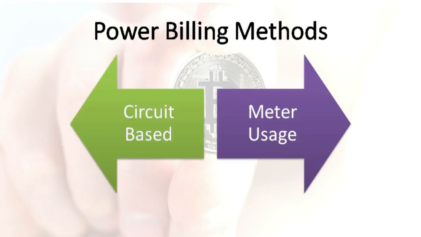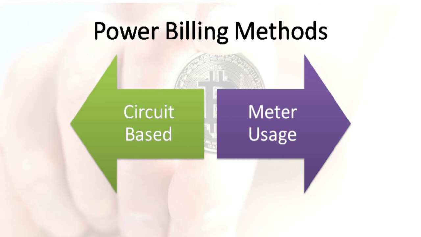Now lastly, I wanted to talk about power billing methods. For billing, there are many different ways that your facility can be charged. The way you're paying for electricity has a profound effect on your operating cost. The cost of electricity, in my opinion, greatly outweighs the other factors, including the cost of space itself. The two common billing methods are what we call the circuit-based billing method and the meter usage billing method.